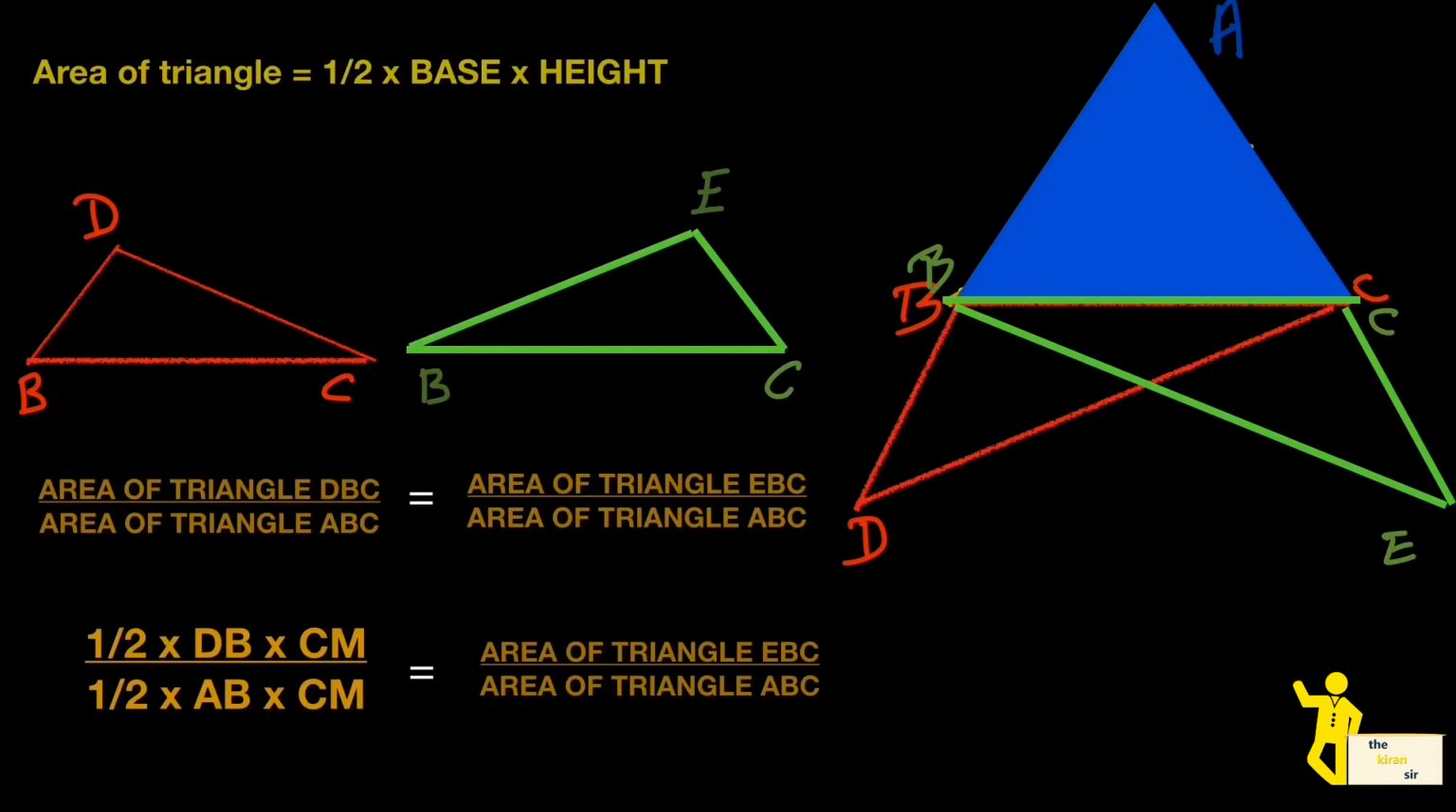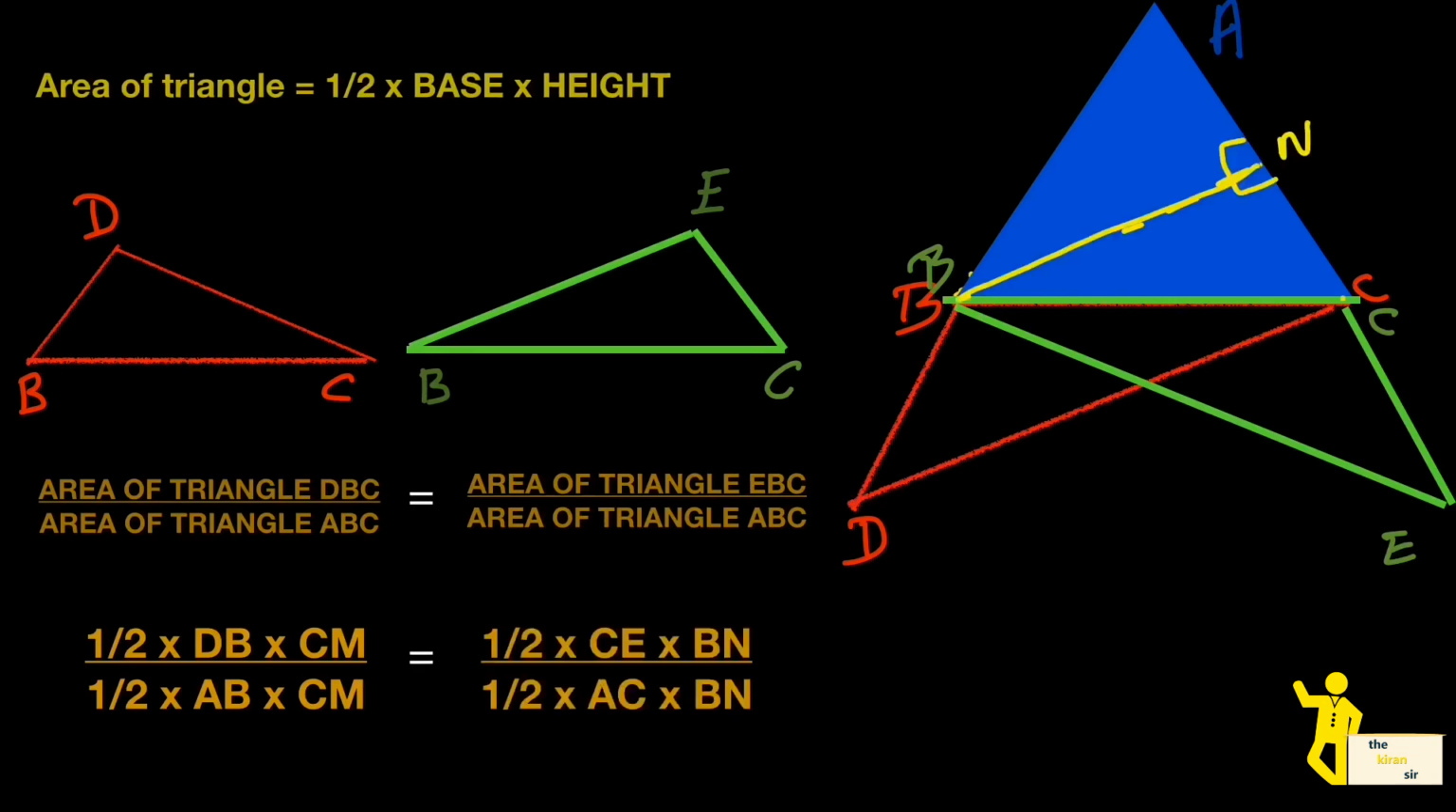Now let us solve the right hand side. On the right hand side, we have area of triangle EBC. So for EBC, the base that I'll take is EC. And obviously, if I take the base as EC, my height is going to be outside, which is nothing but BN. So I'll write half into CE into BN upon area of triangle ABC, same height BN, and base will be AC. All I'm trying to do is keep the base different and the height the same so that all gets cut off, and what we are left with now is DB upon AB is equal to CE upon AC.